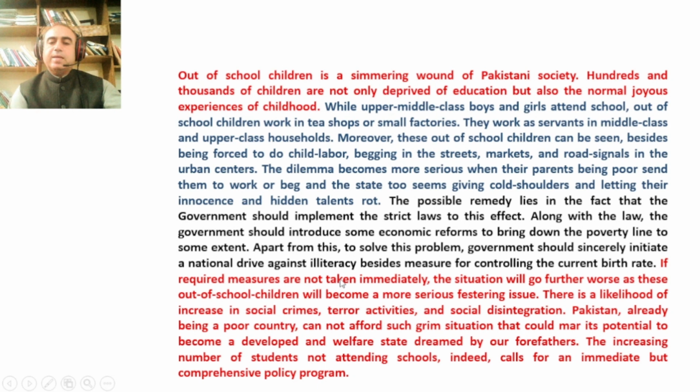If required measures are not taken immediately, the situation will go further worse. You are evaluating the issue here now. Worse, as these out of school children will become a more serious festering issue. You talked about a festering issue, a simmering issue in the beginning, so here you again refer to that. There is a likelihood of increase in social crimes, terror activities and social disintegration. Pakistan, already being a poor country, cannot afford such a grim situation that could mar its potential to become a developed and welfare state dreamed of by our forefathers. The increasing number of students not attending schools indeed calls for an immediate but comprehensive policy program. So here is a call for action also. So in this way we build a paragraph, of which I have given you an example.